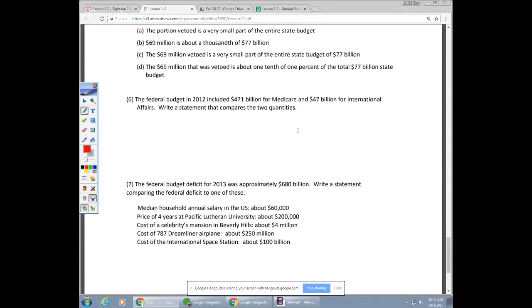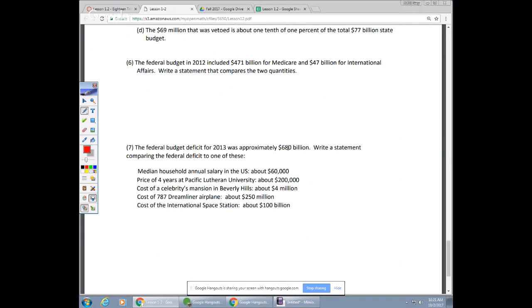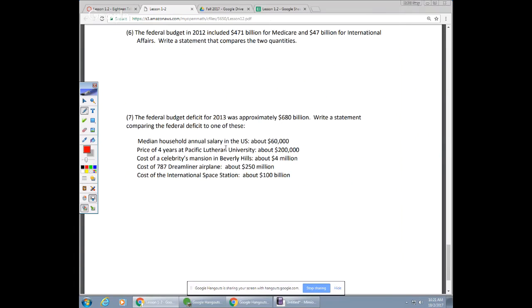All right. And then you were asked to say, okay, we have our $680 billion deficit in 2013. Remember, a deficit is what we overspent in one year. The debt is the accumulation of a bunch of those that we haven't paid off yet. You're supposed to pick one of these and compare them, like median household income. Median means kind of in the middle. So in 2013, if you grab a family, they make about $60,000 a year. And then I want to see how many times bigger 680 billion is.